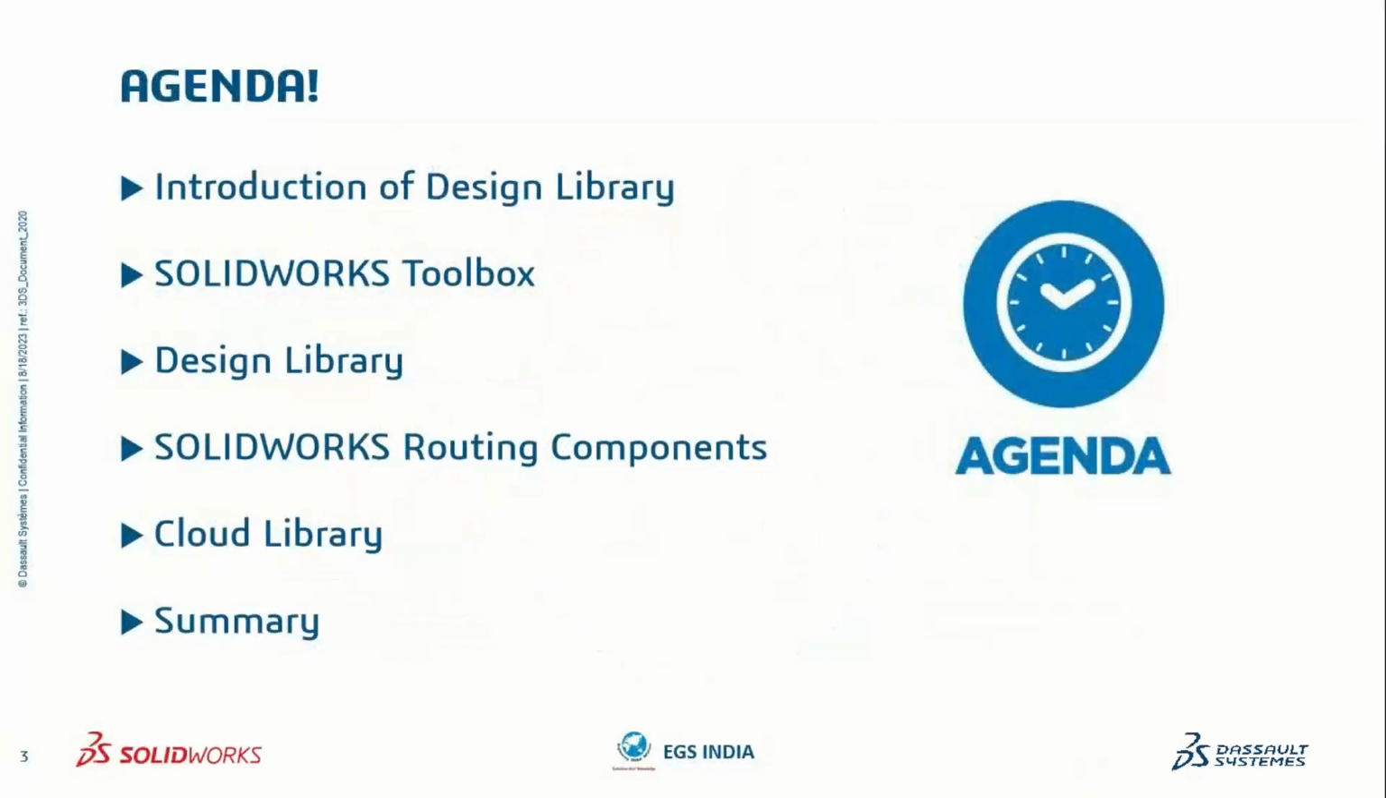Then we'll start with our agenda. Today's agenda is, first, the introduction to our design library: what the design library is and how we can use it. Then the SolidWorks Toolbox, with standard fasteners and bearings available in our toolbox components, and the design library, where the standard components are located and we can easily drag and drop them into our design process. Then the SolidWorks routing components, and the cloud libraries, which contain SolidWorks contents and 3D components. And finally, the summary.